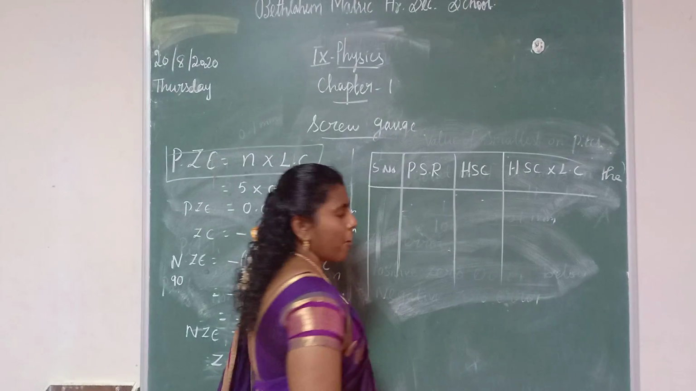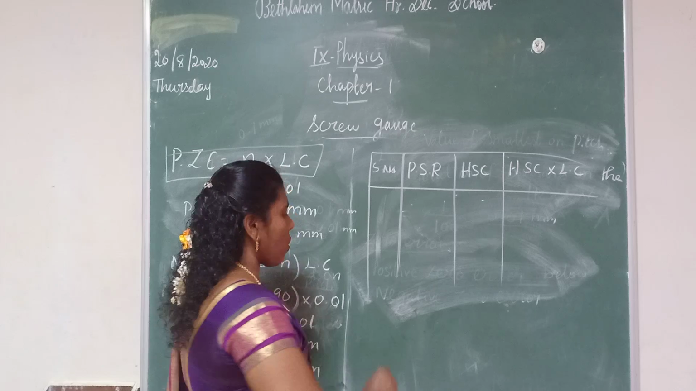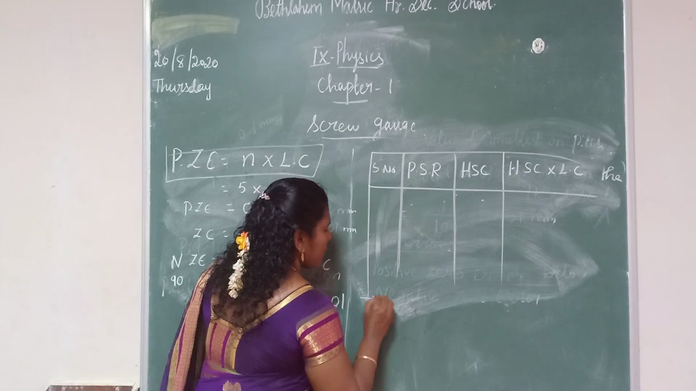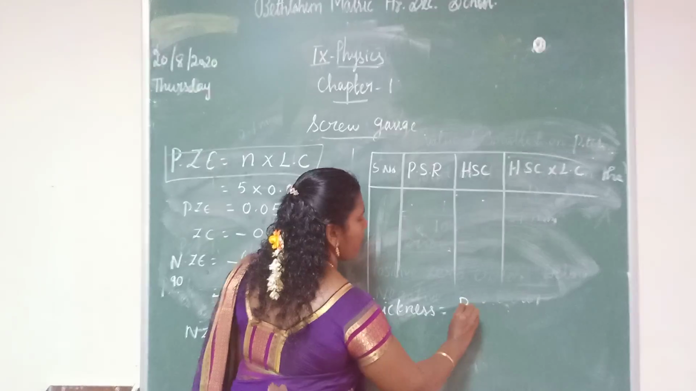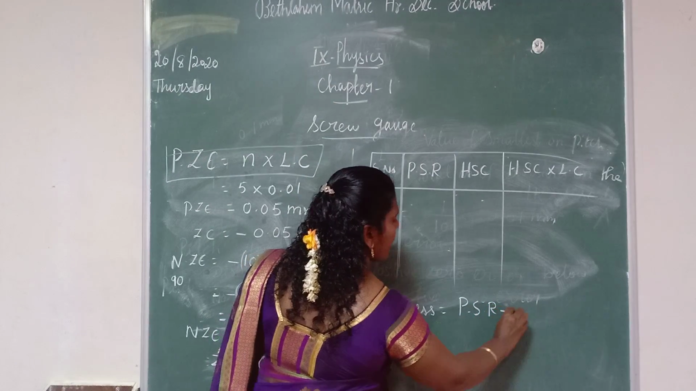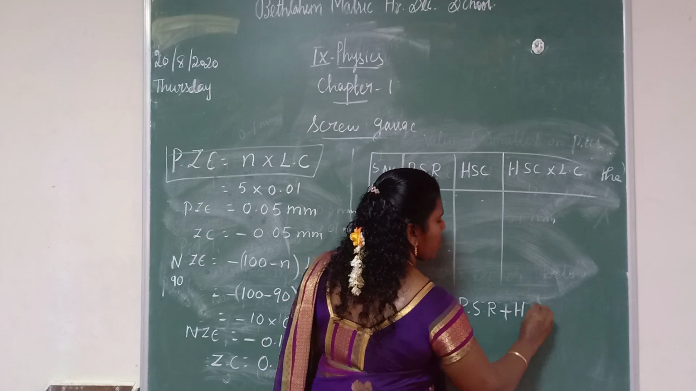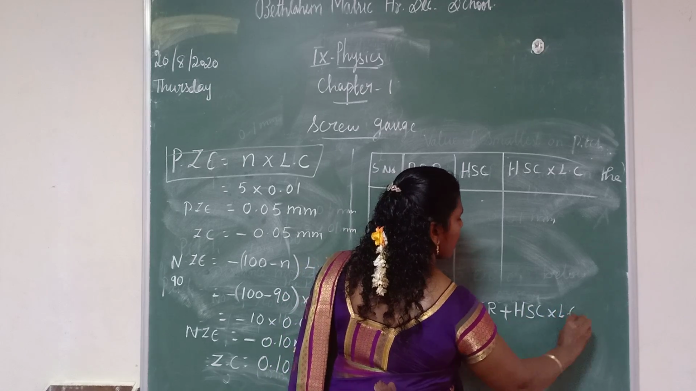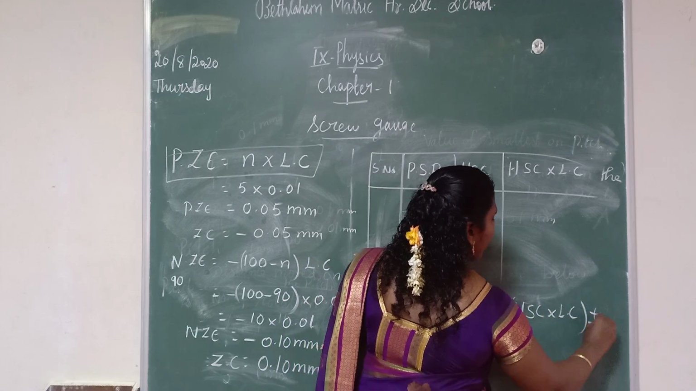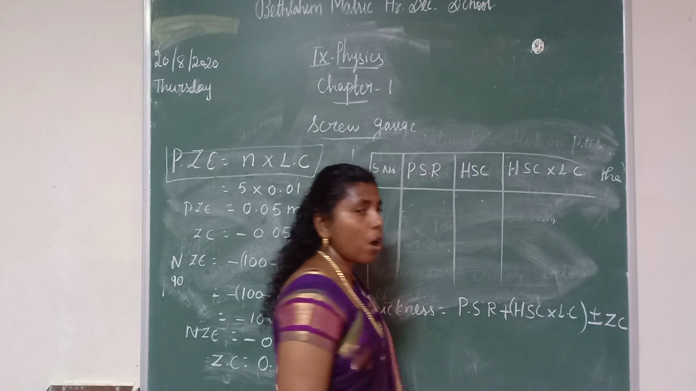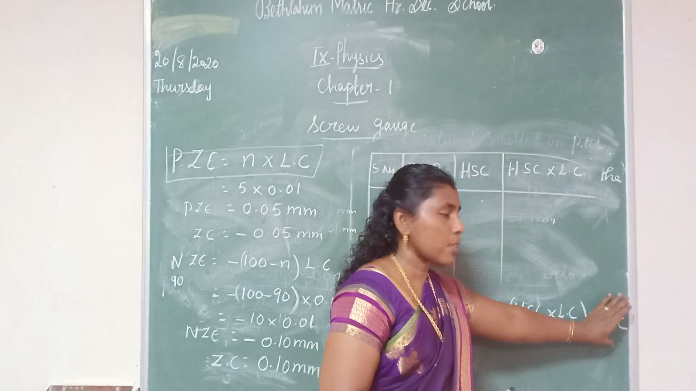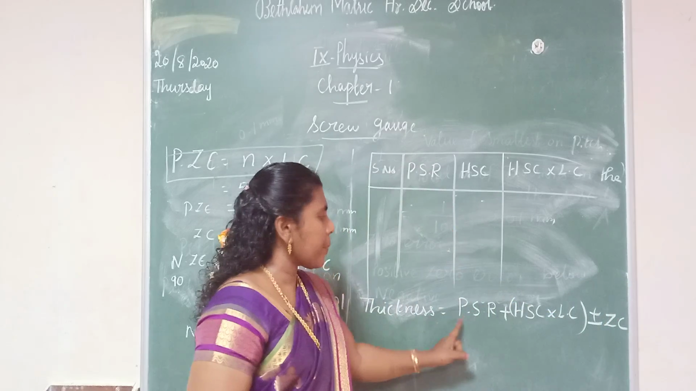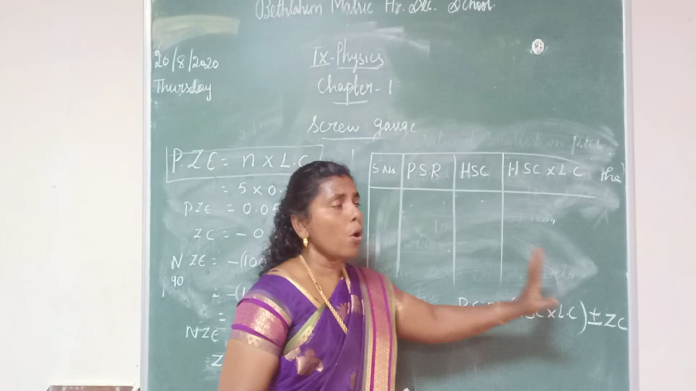Then the final formula to find the thickness of the coin: thickness equals PSR plus HC into LC, plus or minus VC, that is zero correction. If there is an error, we have to use the zero correction. Otherwise the formula is PSR plus HC into LC.